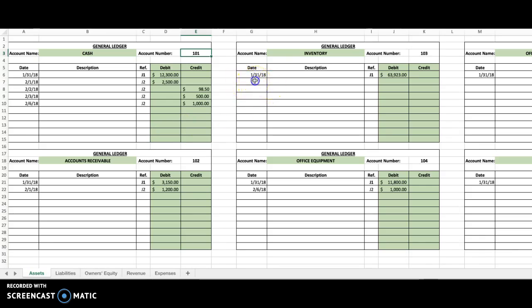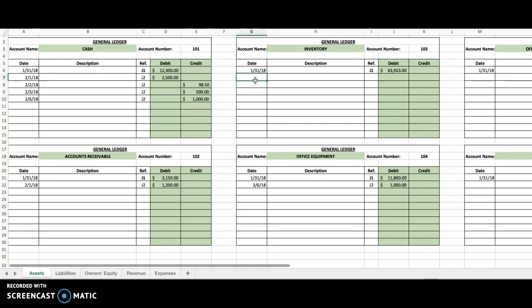February 7th, inventory. We purchased inventory. And that amount is $6,000 from the journal. So inventory goes up. Reference is J2. And this number 103 goes back into the journal on the same line as inventory. And we didn't pay cash this time, so we don't credit cash. But according to the journal, we credit accounts payable.